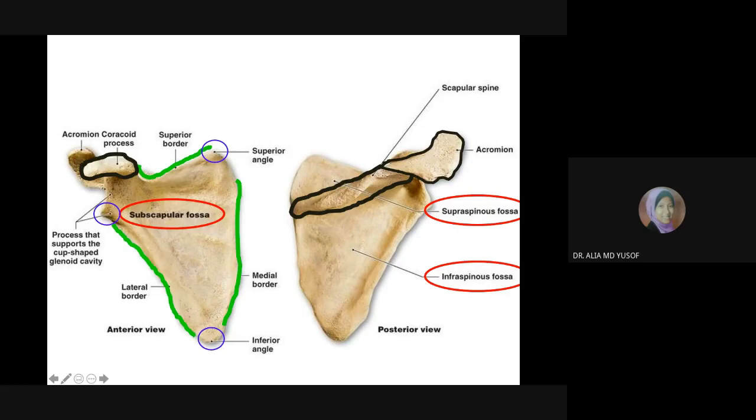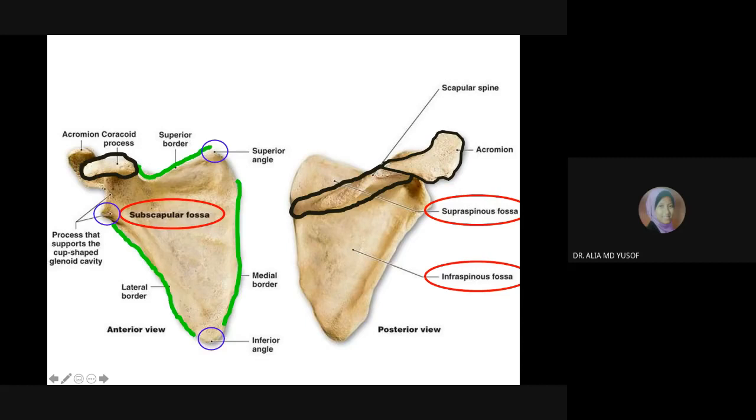Ketiga-tiganya berada di bahagian lateral. Okay, di bahagian lateral. Saya ulang, ketiga-tiga acromion, coracoid process and also glenoid cavity berada di bahagian lateral. Okay, lateral. Jadi, kalau lateral kat sini ada 3 bone markings yang penting tadi. Kita nampak dan kita tahu ini adalah scapula bahagian kanan. And we are looking at anterior view.